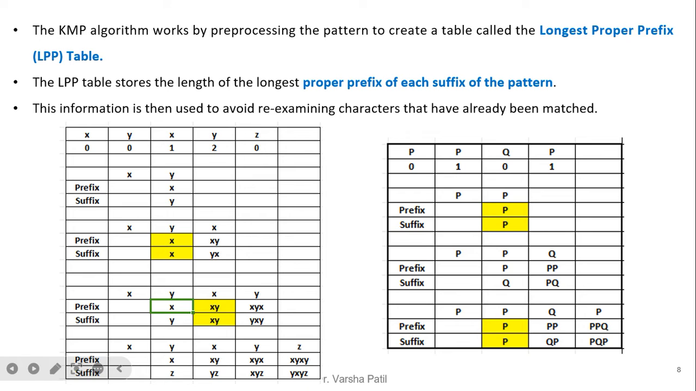Now see the pattern PPQP. Now for the first we keep 0. Next is PP. 1 prefix is possible, which is P, and suffix is possible P. 1 match, therefore it is 1. Next is PPQ. So 2 prefixes are possible: P and PP, and suffixes are Q and PQ. No match, so 0 is there. Next is PPQP, prefixes P, PP, PPQ. Suffixes are P, QP and PQP. So no match except a single character match, so that's why the value is 1. So in this way we are creating the LPP table.